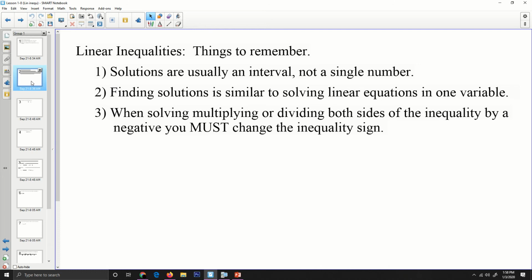We'll be doing that. But the one thing that we do have to keep in mind is when solving, multiplying or dividing both sides of the inequality by a negative, you must change the inequality sign. I think I need a parenthesis or a comma maybe right there. You will put a comma. When solving, comma, multiplying or dividing both sides of the inequality by a negative, you must change the inequality sign. That seems a little bit better.